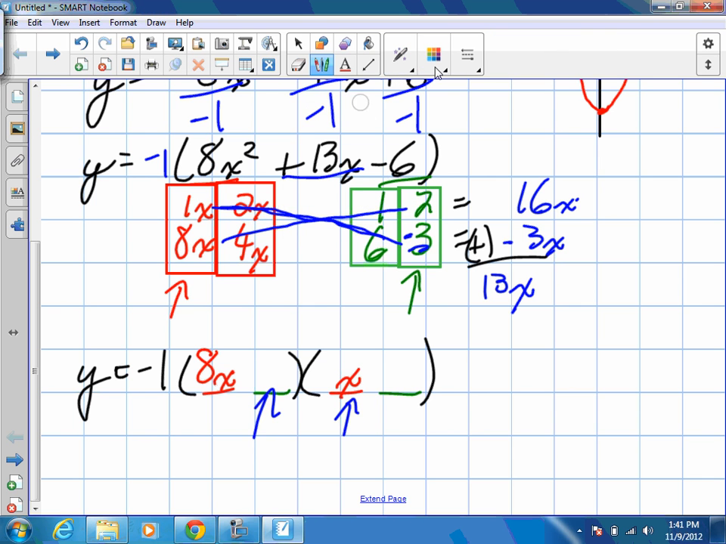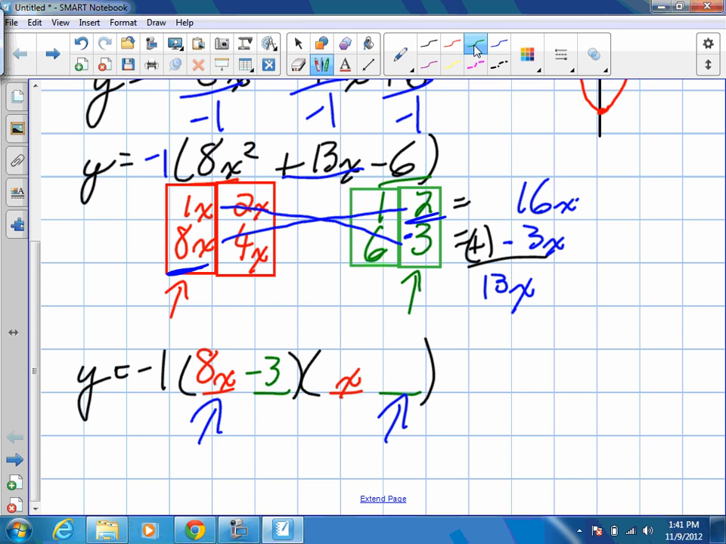You must remember that rule. The 8 times the 2, therefore the 8 and the 2 must go in opposite columns. That must always happen. Otherwise, you've done this wrong. So, we have our two brackets. And this is our factored form.